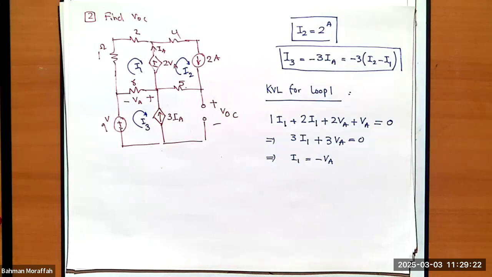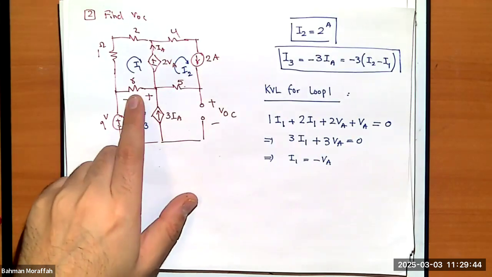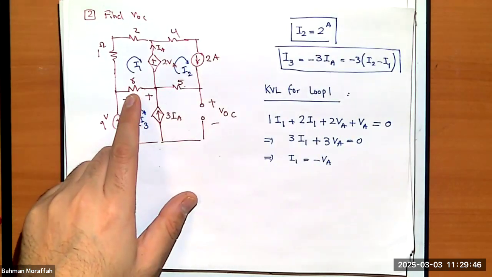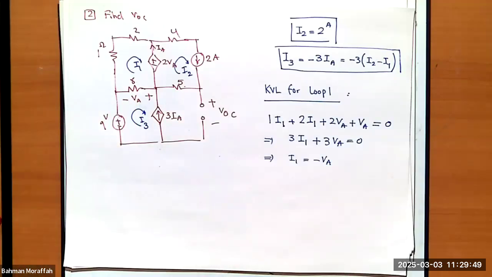Again, I have an equation in terms of an unwanted variable. VA is not the variable I care about. The variables I care about are I1, I2, and I3. So I have to write VA in terms of those variables. But what is VA? VA is voltage across this 8 resistor. So what is it then? What is the voltage across the resistor? The value of the resistor times current through it. The value of the resistor is 8. What is current through it?